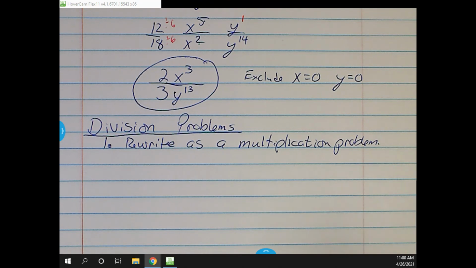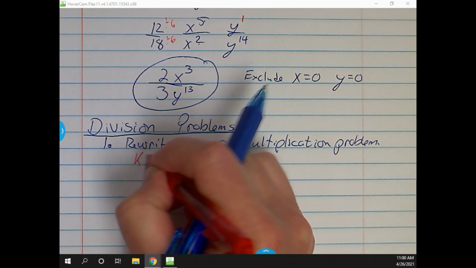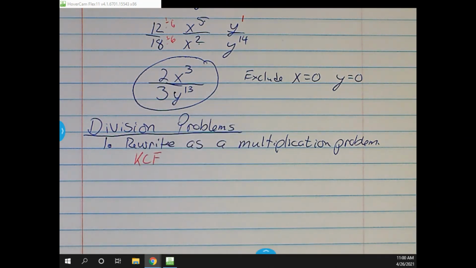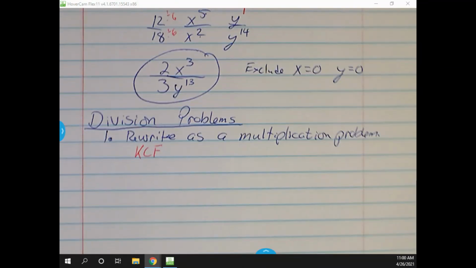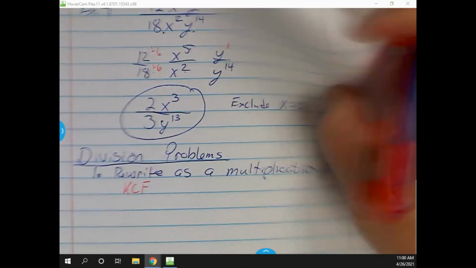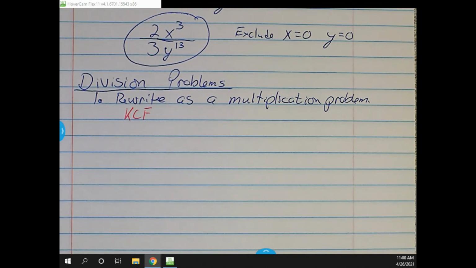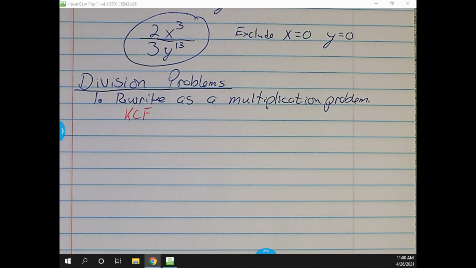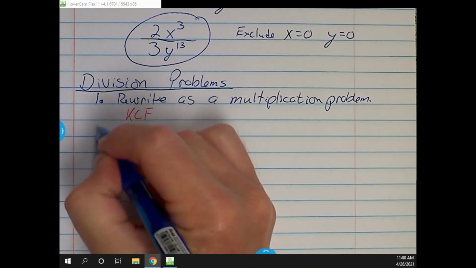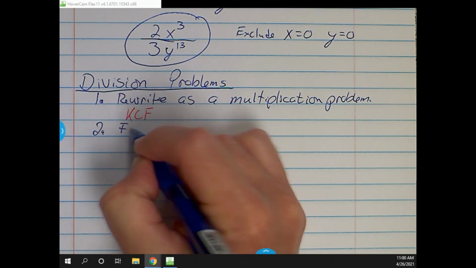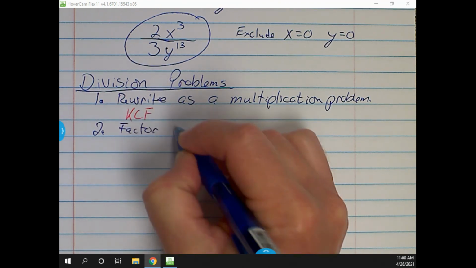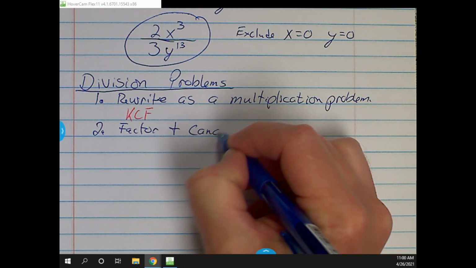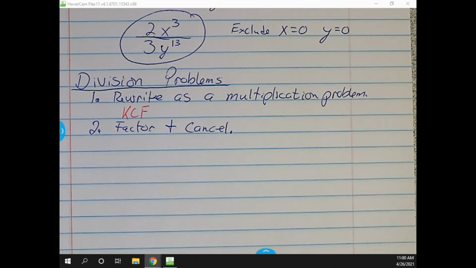And remember to do that. That's where we're just going to do keep it, change it, flip it. And every time I do that, I always want to go get some chicken after we talk about this. So just rewrite it as a multiplication problem, and then you factor and cancel, just like we're doing with a regular multiplication problem. Okay, so it's really not any different.